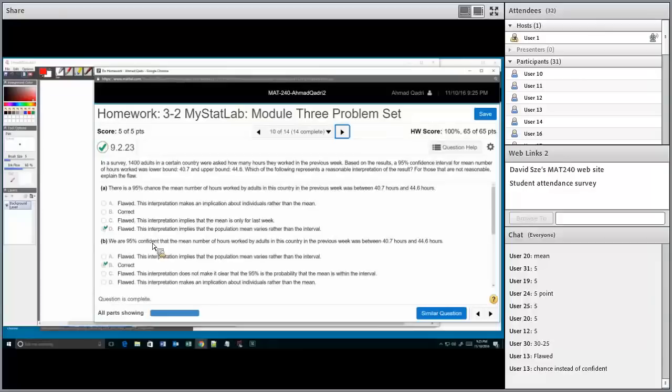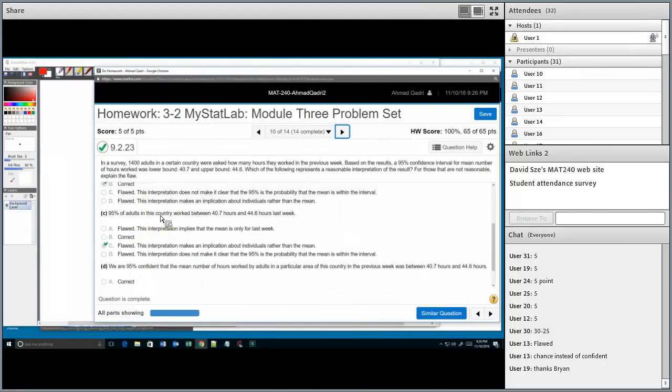We are 95% confident that the mean number of hours worked by adults in the country in the previous week is between 40.7 and 44.6. This is correct. Everything in this statement is correct. It tells you how confident you were, 95%, and it tells you the confidence interval, the lower limit is 40.7 hours and the upper limit is 44.6 hours. So this is correct.